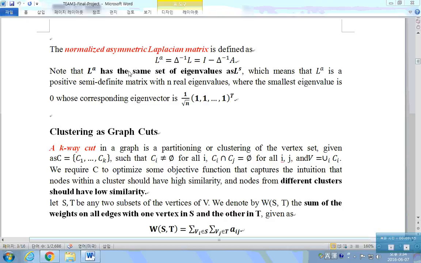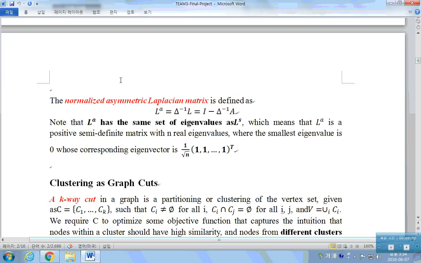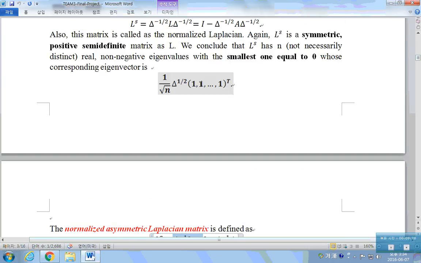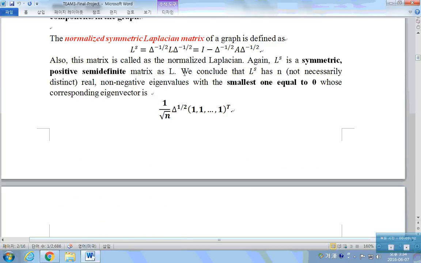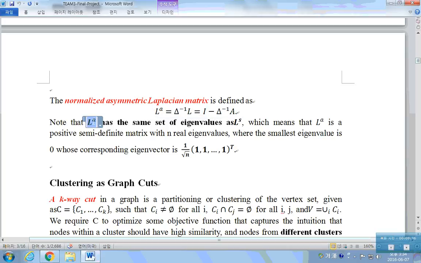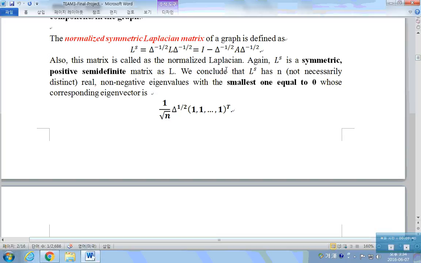Here we already introduced the normalized symmetric Laplacian matrix, and now the normalized asymmetric Laplacian matrix, defined this way. But we know that because these two are similar matrices, the eigenvalues of this matrix are the same as the eigenvalues of this matrix, but the eigenvectors are different.